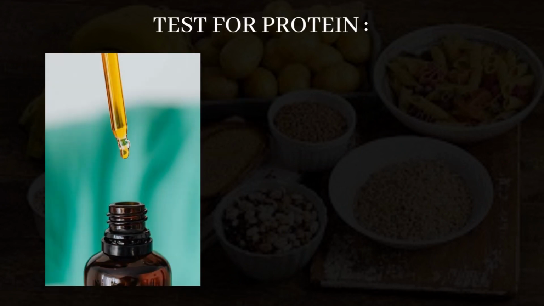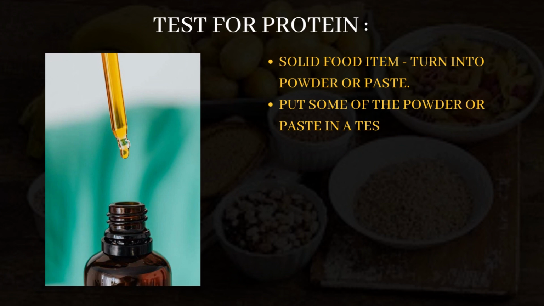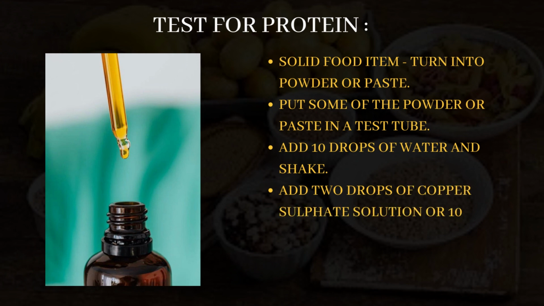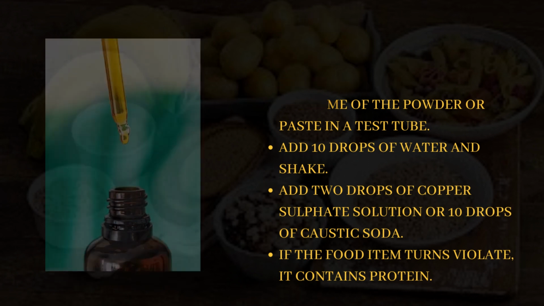Test for protein. If a solid food item is to be tested, first it has to be converted into a paste or powder. Grind or mash a small quantity of the food item. Put some of this in a clean test tube, add 10 drops of water to it and shake the test tube. Add 2 drops of copper sulfate solution and 10 drops of caustic soda solution to the test tube. If the food item turns violet, the item contains proteins.